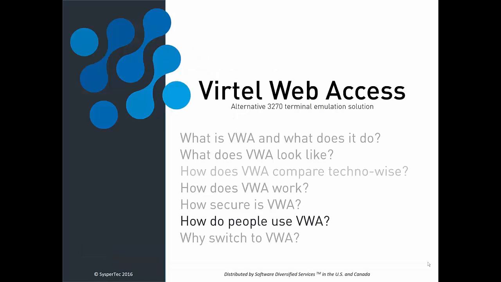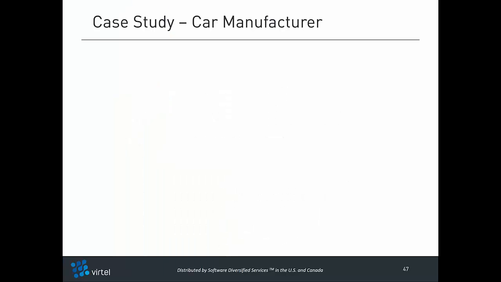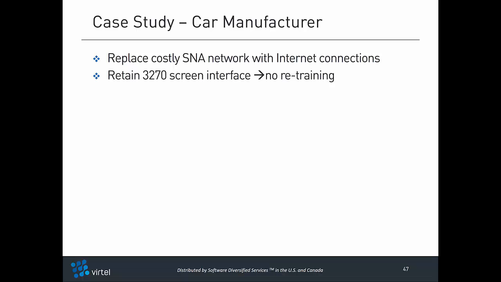Now, on to a few case studies. Starting with PSA, which is the Peugeot Citroën car manufacturer. In 2003, PSA decided to replace the costly global SNA network used to access their IMS applications with simpler and less expensive internet connections, while retaining the screen interface to avoid having to retrain the application users.